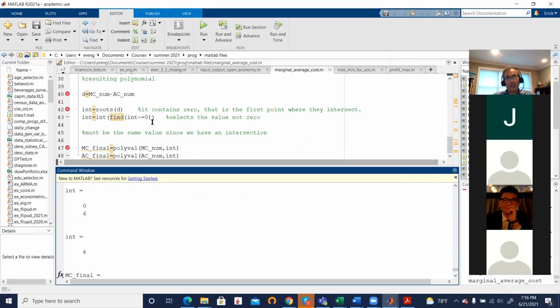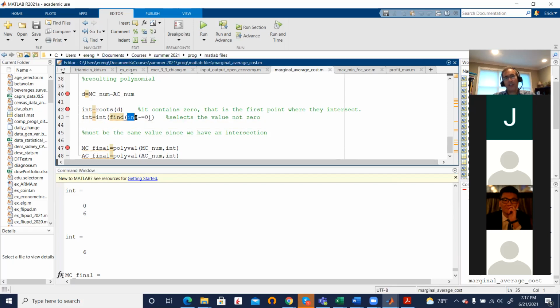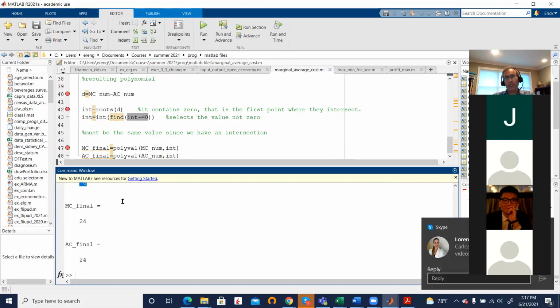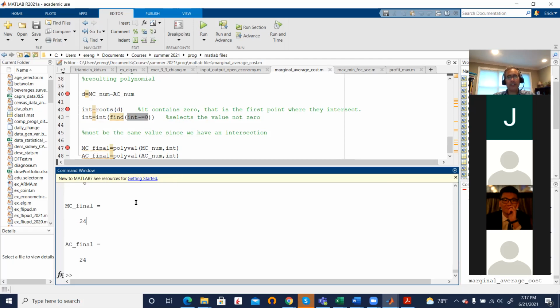Make sense to you? So this is a very interesting trick, guys. When I have the 0 and 6, what I'm telling Matlab is to just select those that are not equal to 0. So from the 0 and 6, simply select 6. Once I know that this 6 is the optimal one, I simply transform this one and that's it. Make sense, guys?